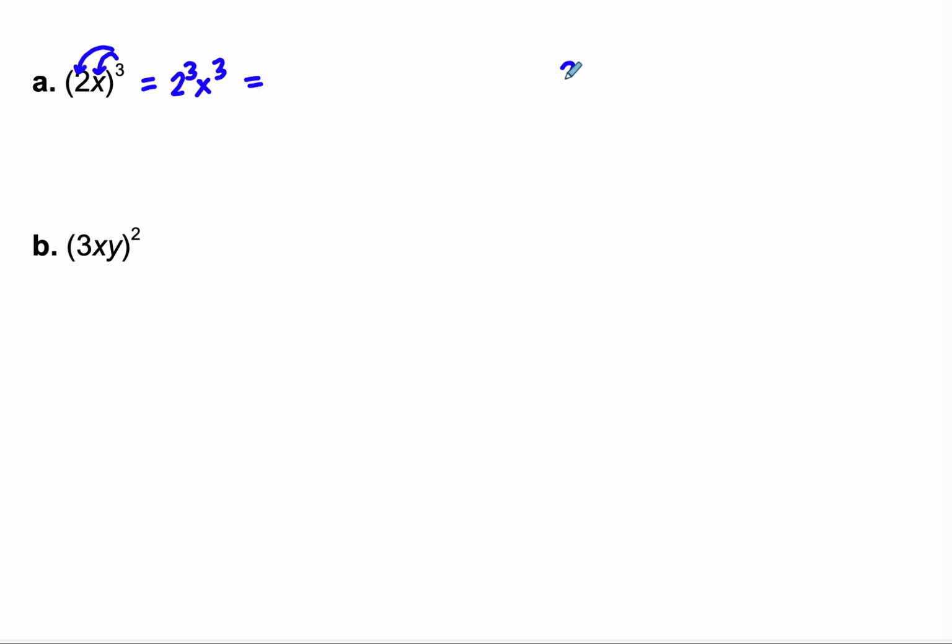So 2 to the 3rd power, I'm going to do over here. 2 times 2 is 4, times 2 is 8. So my fully simplified answer here is going to be 8x to the 3rd power.